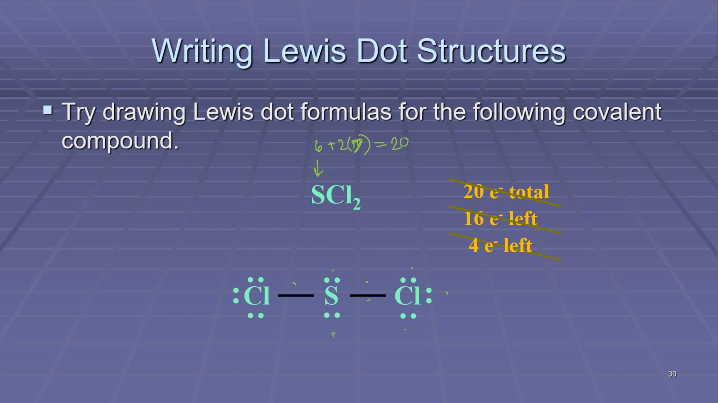Just reviewing, each chlorine has 1 shared pair and 3 unshared pairs. Sulfur has 2 shared pairs and 2 unshared pairs. That's going to be important later, but for right now, let's just keep going.